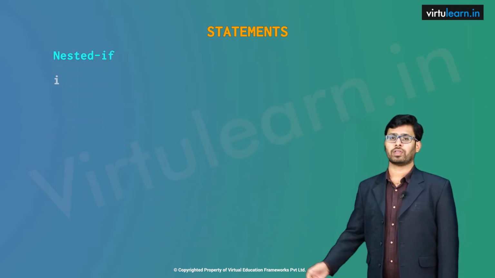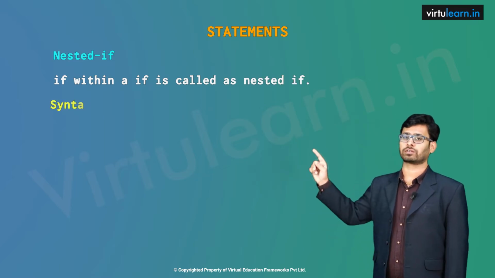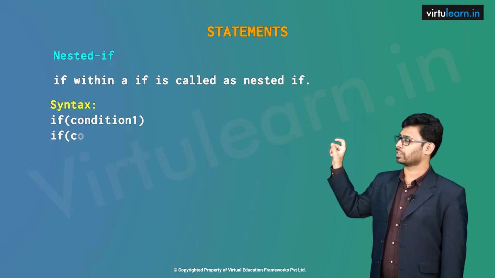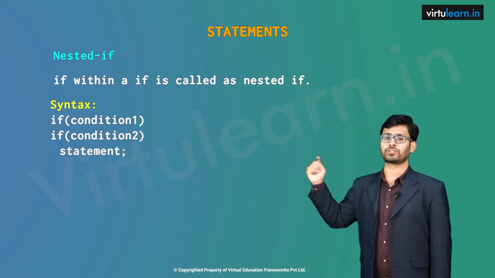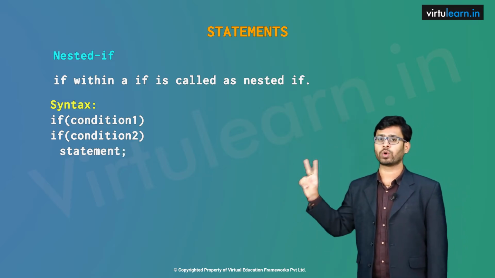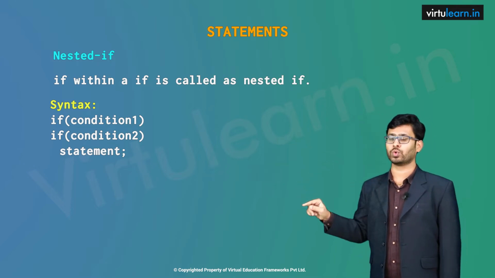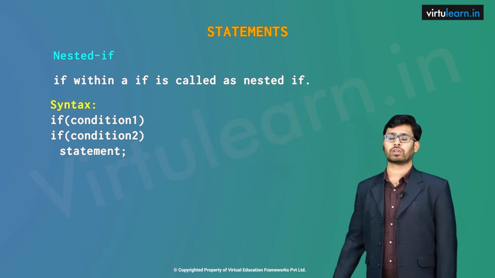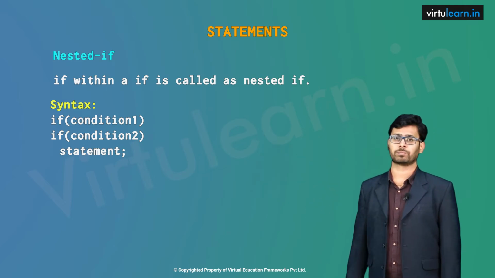Nested if. If within if, it is called as nested if. Let us see the syntax. If condition 1, give a tab space. If condition 2, give two tab spaces followed by statement 1. So the execution of statement 1 depends upon the two conditions. If condition 1 as well as condition 2 are true, only then the statement will be executed. Else the statement will not be executed if any one of the conditions is false.